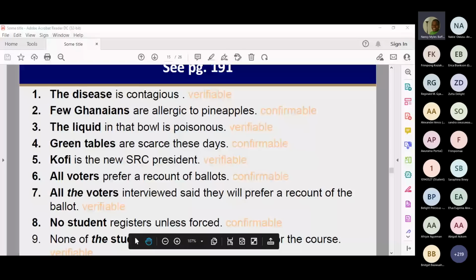Now let's go to the third one. The liquid in that bowl is poisonous. General or particular? Particular. That's fine. Particular. So all the times that we say yes.